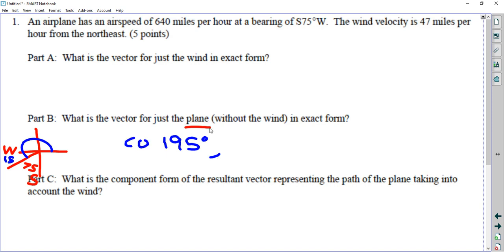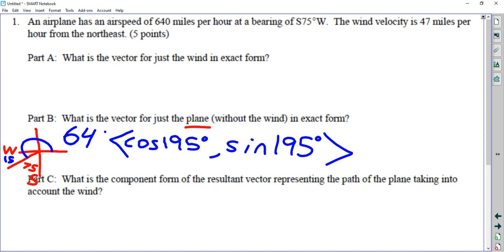So it goes cosine first, then sine. 75 subtracted from 90. And then we put the magnitude in front. 640 miles per hour. 640.